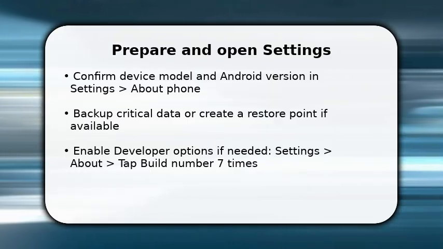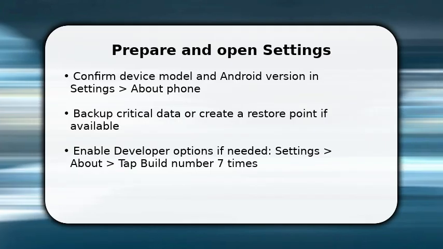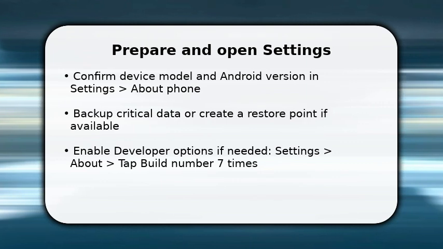If you can't find system options, enable developer options by tapping build number 7 times, then back out. Once done, navigate to Apps or Apps and Notifications to begin locating the target app you will roll back.